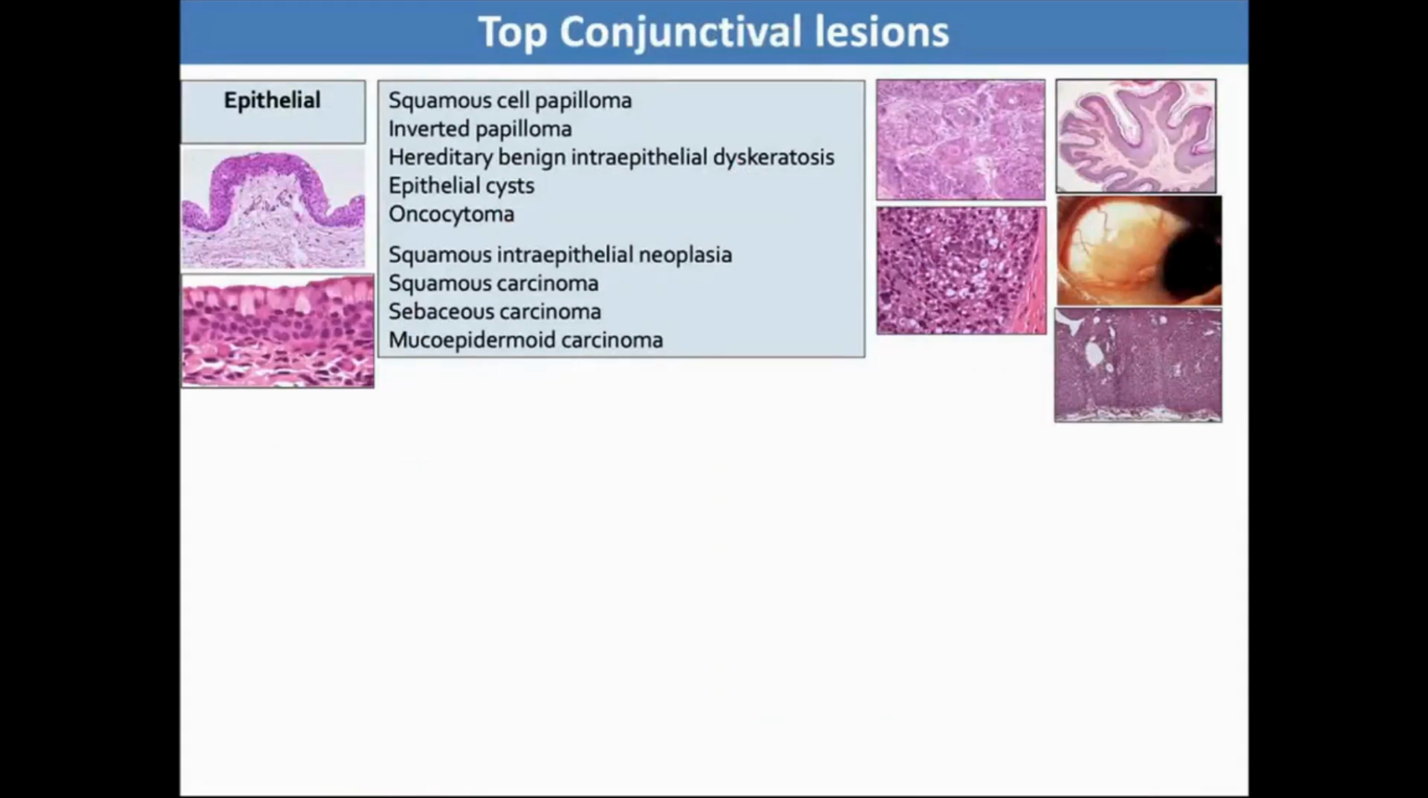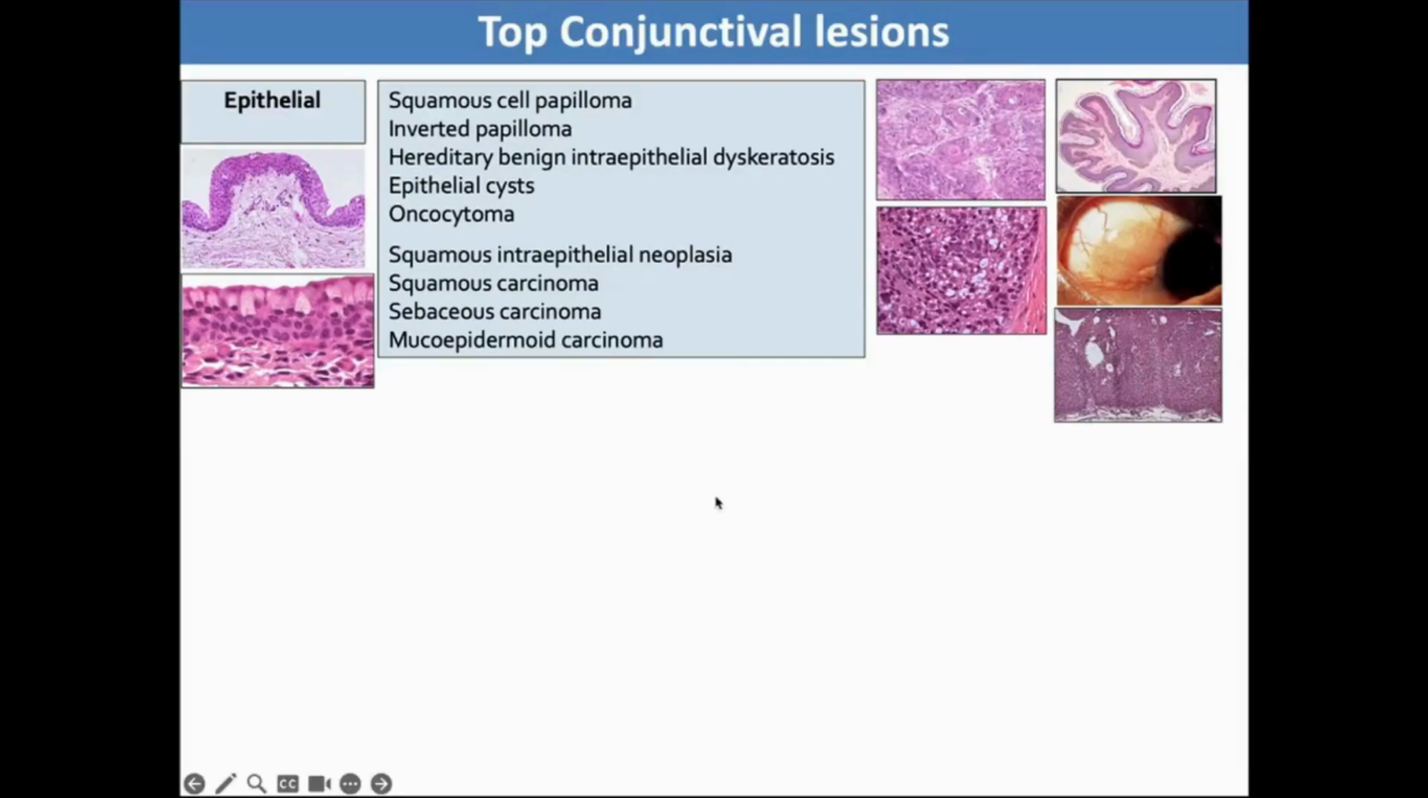So let's move on to the conjunctiva. So the conjunctiva is that which lines the bulbar surface of the eye, and also the fornices, that is the junction between the globe and the eyelid, as well as the back surfaces of the eyelid. They're called the palpebral conjunctiva.